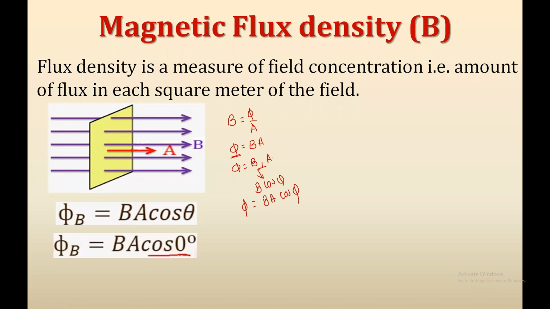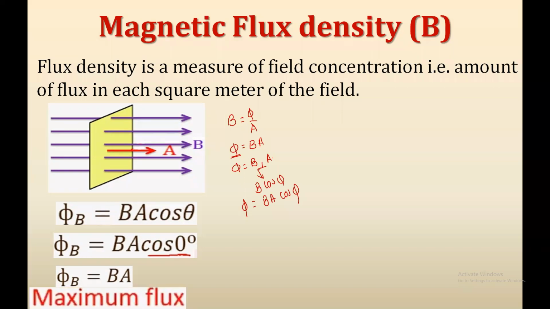So when I put cos theta equal to 0, that time definitely the maximum flux can pass through the plane of the coil. And this phi B is nothing but the maximum flux.